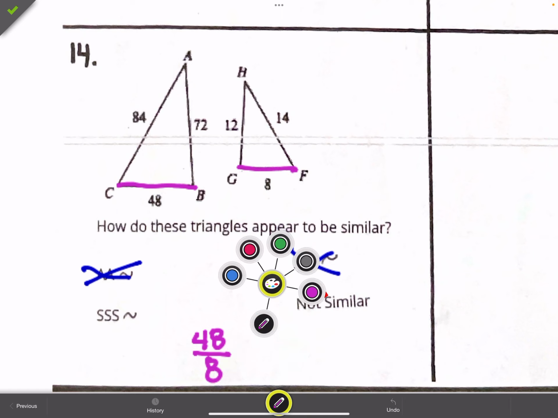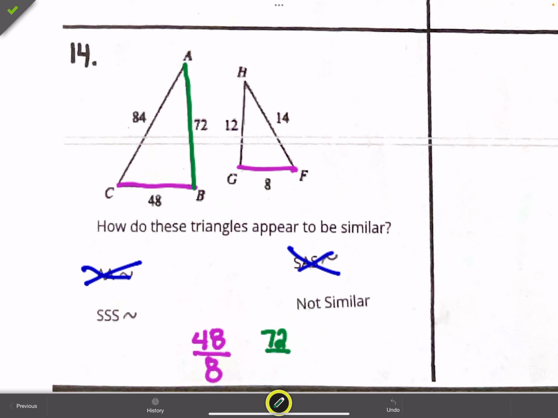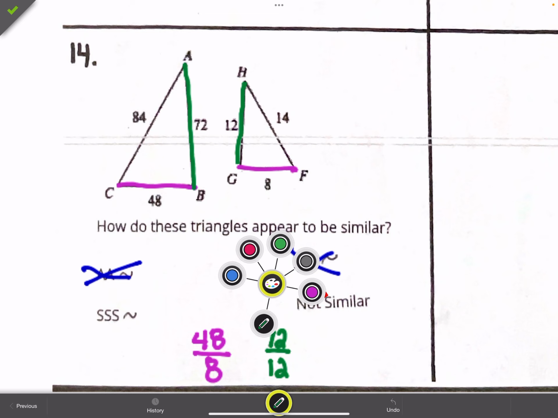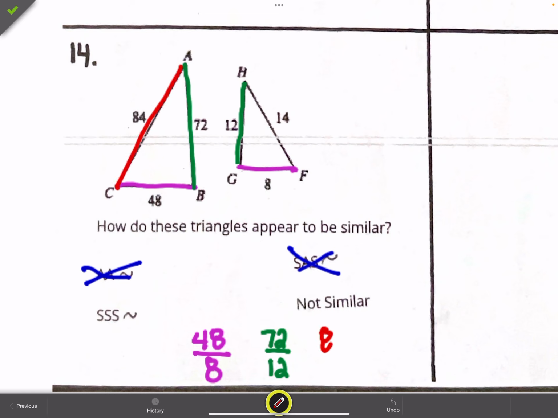Then I go to my medium side in my big triangle. My medium side would be 72. That corresponds with, what's my medium side in the smaller triangle? 12. Good. And last but not least, go to the biggest side. Biggest side is 84. That corresponds with the biggest side over here, 14. And then I divide them out.